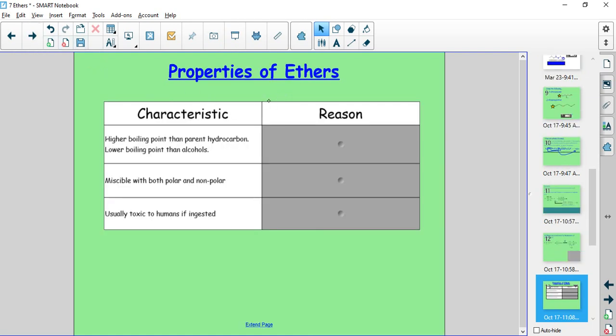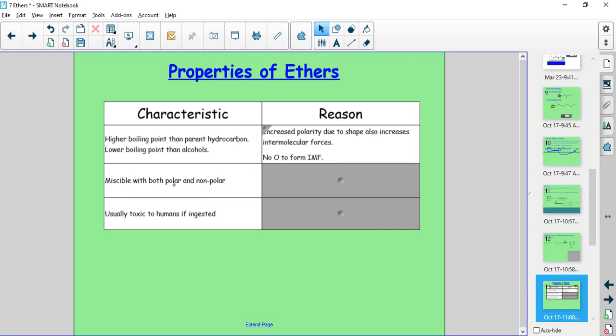Okay, now properties of ethers. If we compare the boiling point to that of the parent hydrocarbon, the boiling point is going to be higher because of the dipole of the highly polar oxygen that is now present. But if we compare it to alcohol, alcohols are going to be higher in boiling point because they have an OH, which allows for greater intermolecular forces, namely hydrogen bonding.